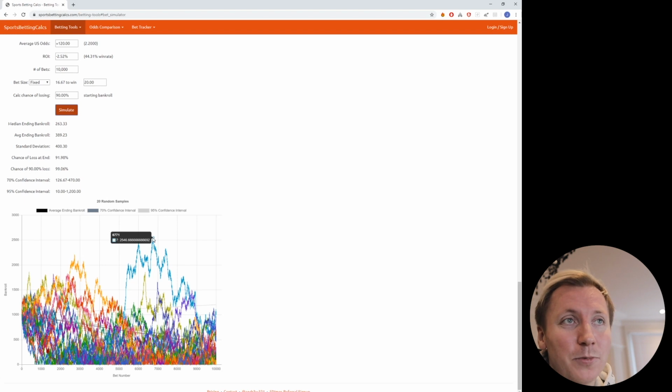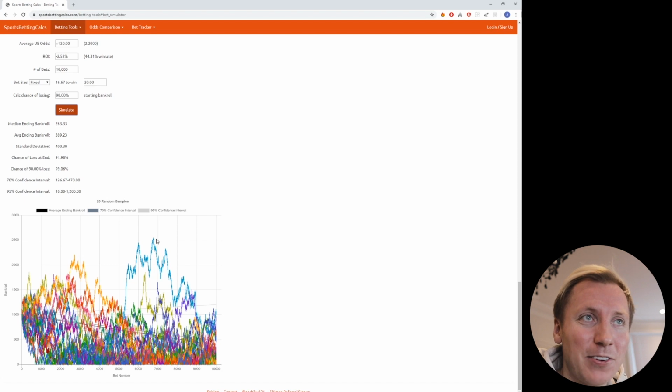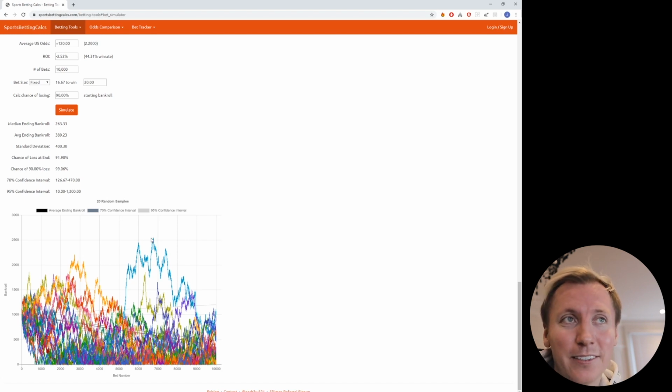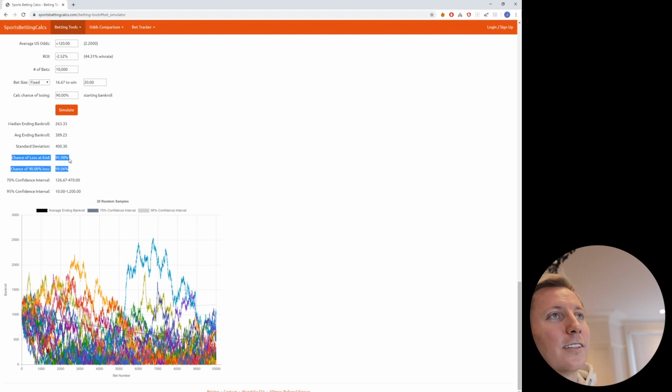Yeah. But you can also flip it upside down. The bookmaker can't be too result oriented, because they can also get lucky, and people who are lucky but have no clue what they're doing. And look at the numbers now. The median ending bankroll is 263, the average ending is 389, the chance of loss at the end is 92%, and the chance of 90% loss is 99%.